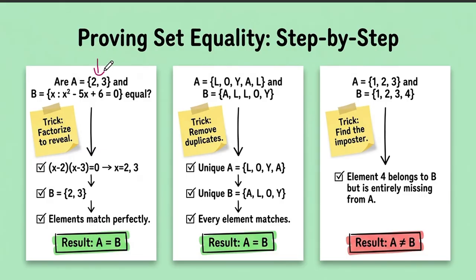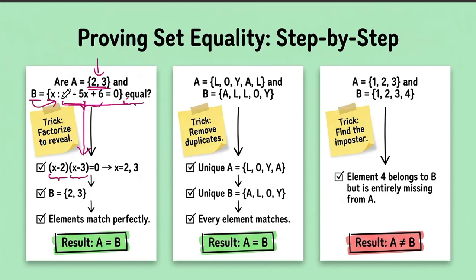The first set is given as A = {2, 3}, so this is roster form. The second set is given as B, which is nothing but set builder form. So the question is, are these two sets equal? First of all, the set B, which is given in set builder form, we have to convert in terms of roster form. This is given as a quadratic equation, x square minus 5x plus 6 is equal to 0.